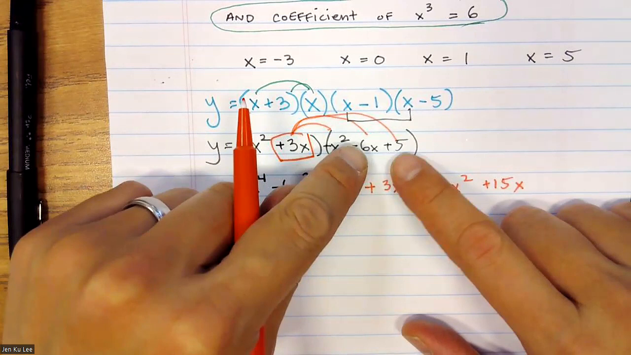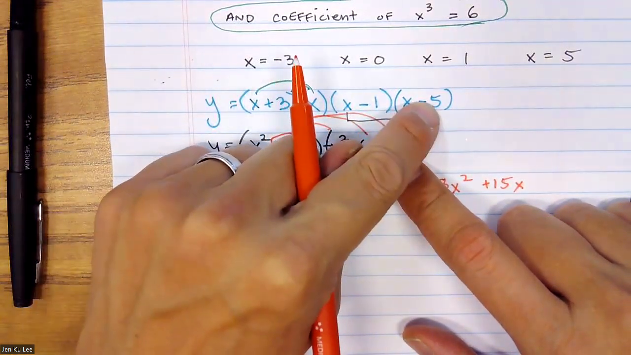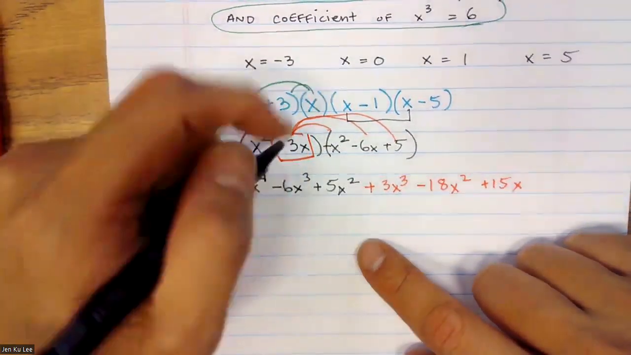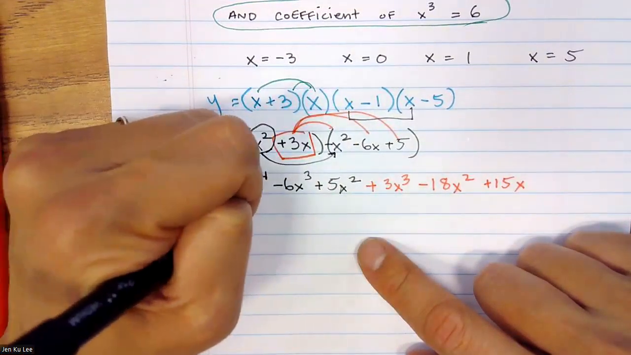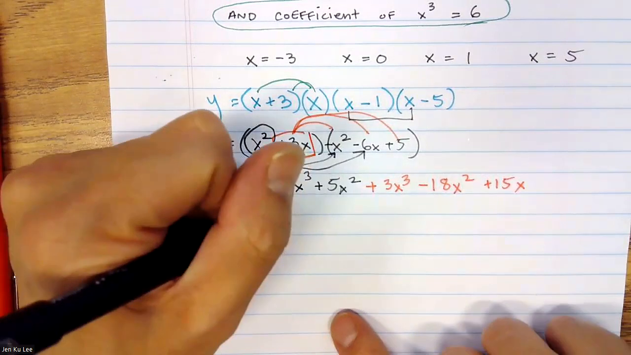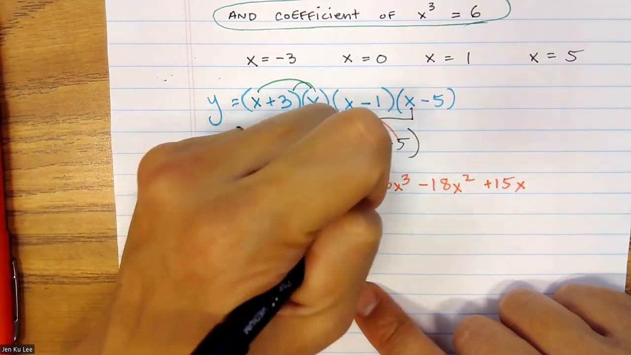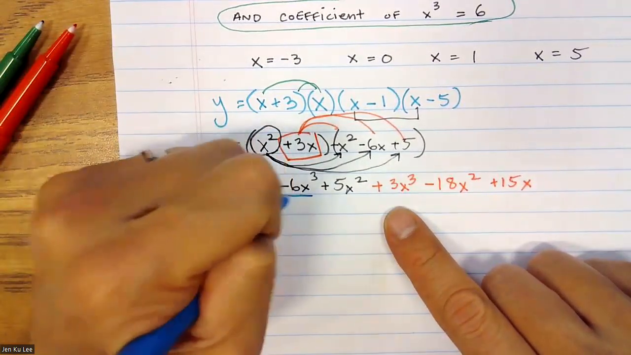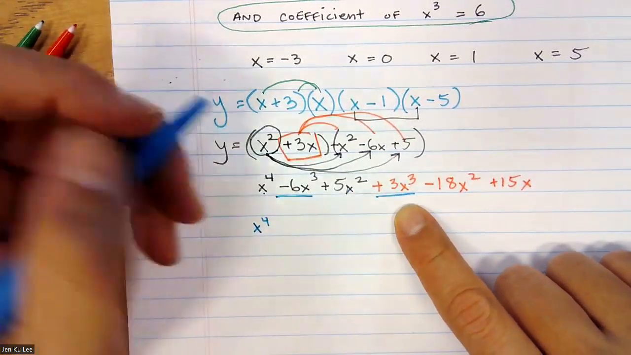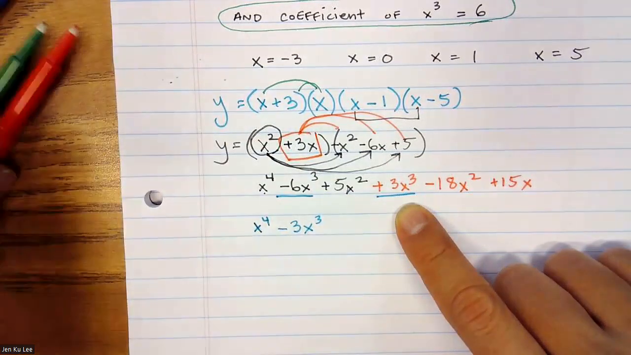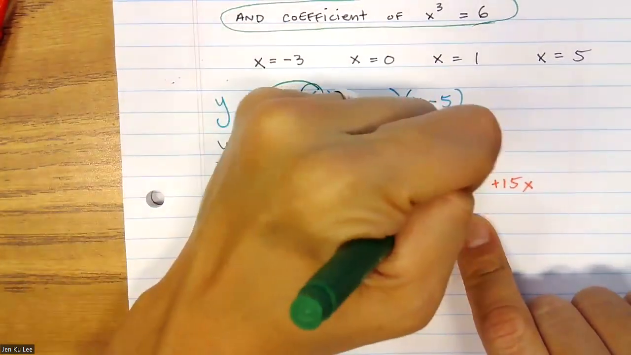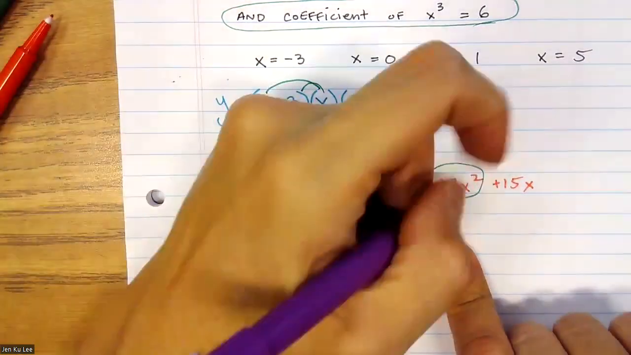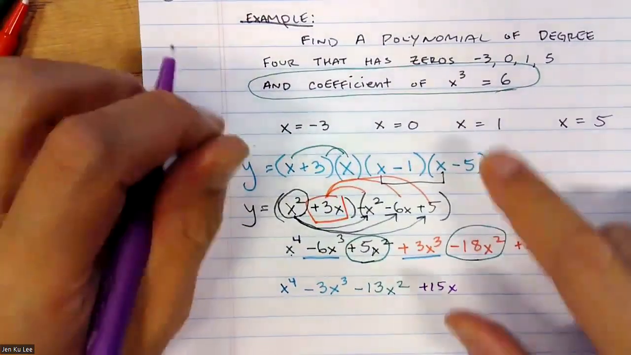How I got this from this is I just used FOIL to multiply this out. Literally, x squared times x squared is x to the 4th. x squared times -6x is -6x cubed. And x squared times 5 is 5x squared. Then you gather the like terms. So that's x to the 4th, -6x cubed plus 3x cubed, that's minus 3x cubed. 5x squared minus 18x squared is minus 13x squared. And the last one is just plus 15x, and that equals y.